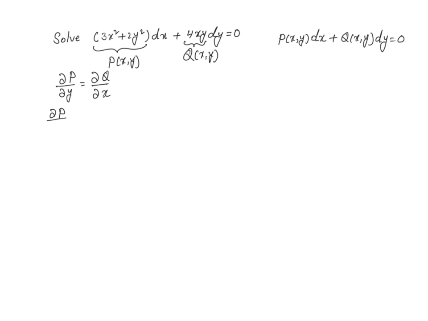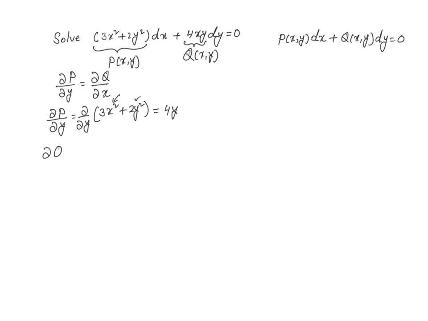So ∂P/∂y is equal to ∂/∂y of (3x² + 2y²). If you take the derivative, this is going to yield 0 for the 3x² because it is a constant when you are taking the derivative with respect to y, and the derivative of 2y² with respect to y is nothing but 4y.